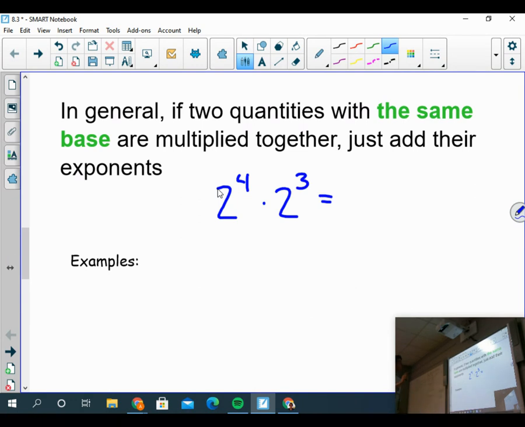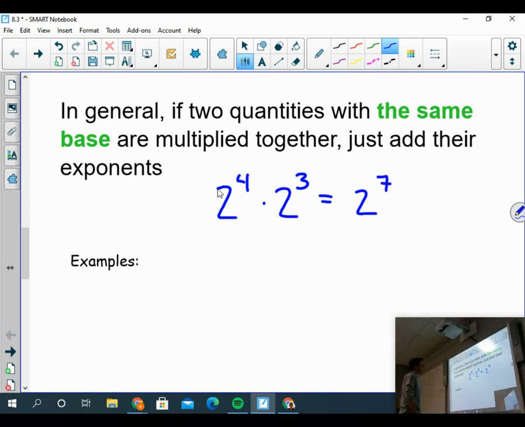In general, if two quantities with the same base are multiplied together, that's what we see happening here, right? We have two quantities, 2 to the fourth and 2 to the third. They both have the same base of 2, and they are being multiplied together. Okay, so we have this scene set up. According to my rule, I should just add the exponents and get 2 to the 7th.